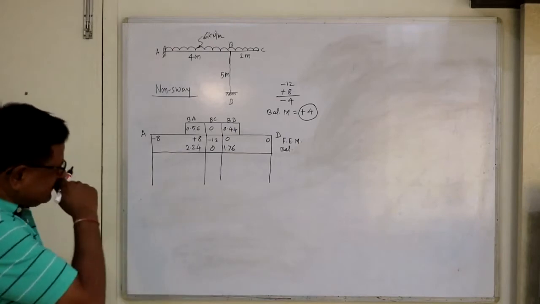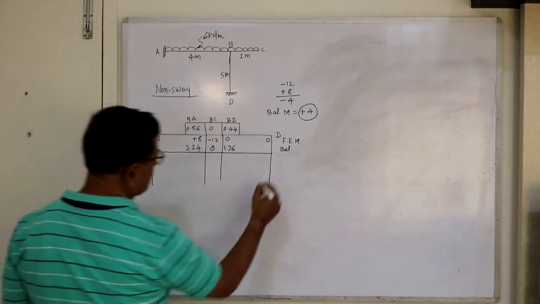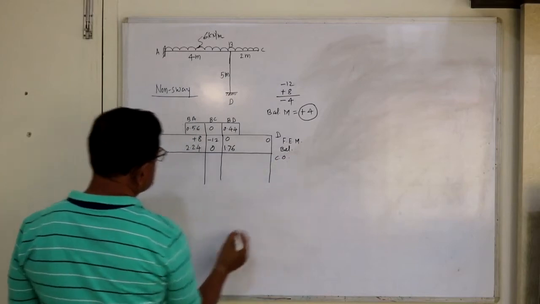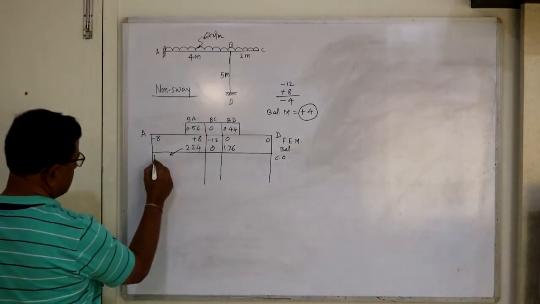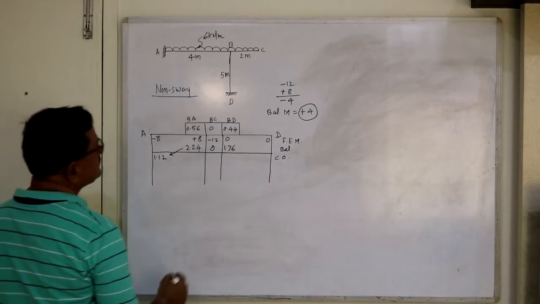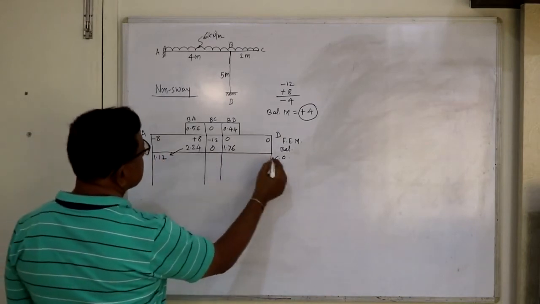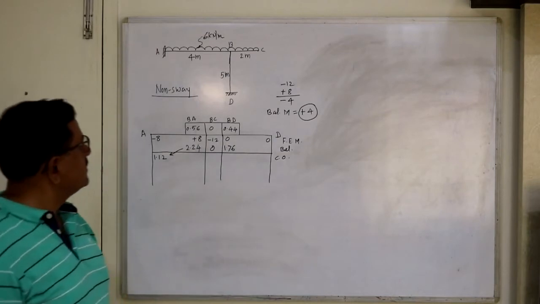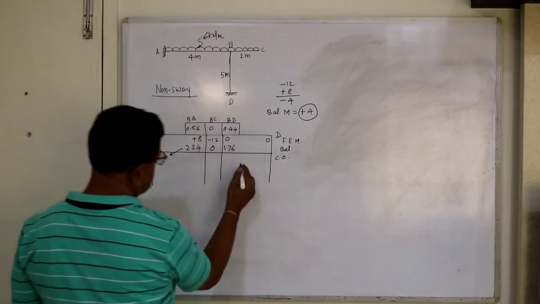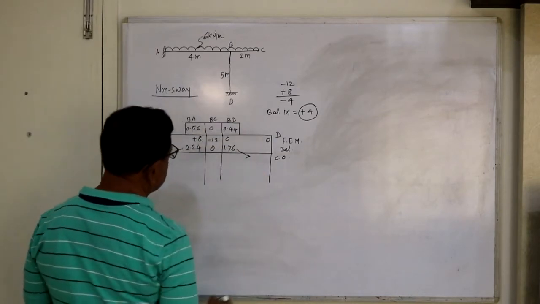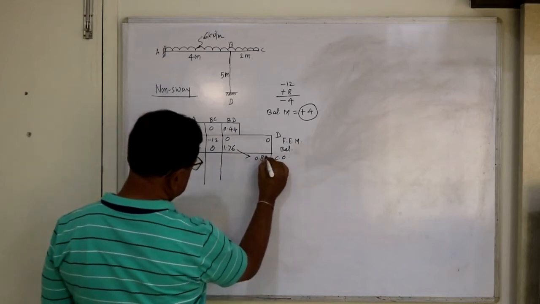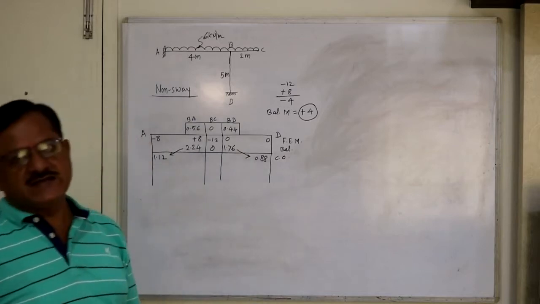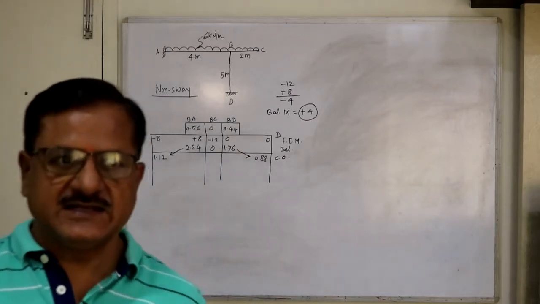Next, carryover. So balancing, carryover, balancing, carryover. So carryover to next support by half value with same sign. So this is 1.12. And here, now see, this cannot be carried over because this D is fixed. So this is to be carried over. Half of this is 0.88. Now carryover, next step balancing, again carryover, balancing.